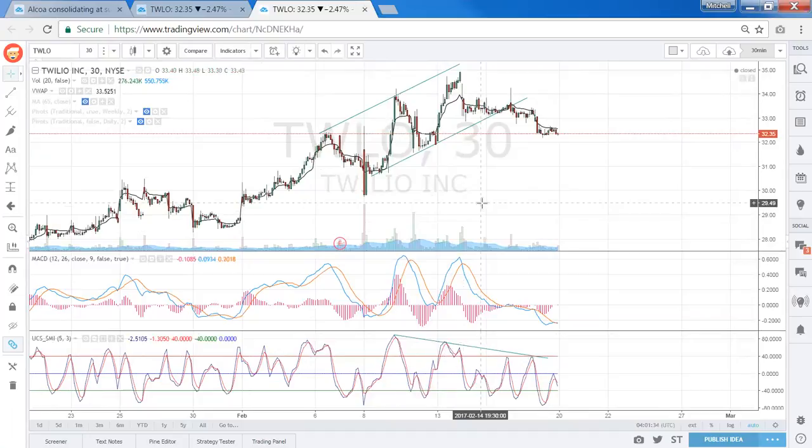Now this can be a sign that maybe this uptrend needs to slow down a little bit whenever you see divergence like this in your indicators. Obviously, if you see divergence in your indicators, it's not going to be true 100% of the time that the stock is going to reverse or pull back. But it's just a warning sign that potentially could happen.